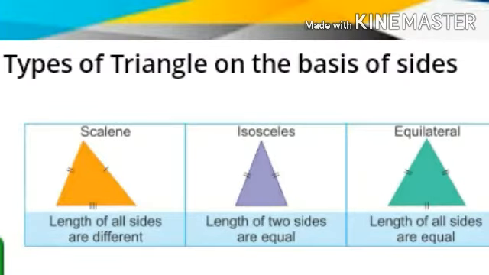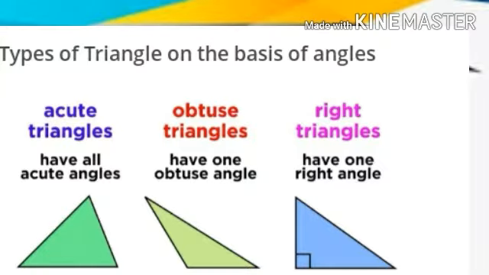Now, types of triangle on the basis of sides: scalene triangle, isosceles triangle and equilateral triangle. If the lengths of all sides are different, it is called a scalene triangle. If the lengths of two sides are equal, it is called an isosceles triangle. If the lengths of all sides are equal, it is called an equilateral triangle.